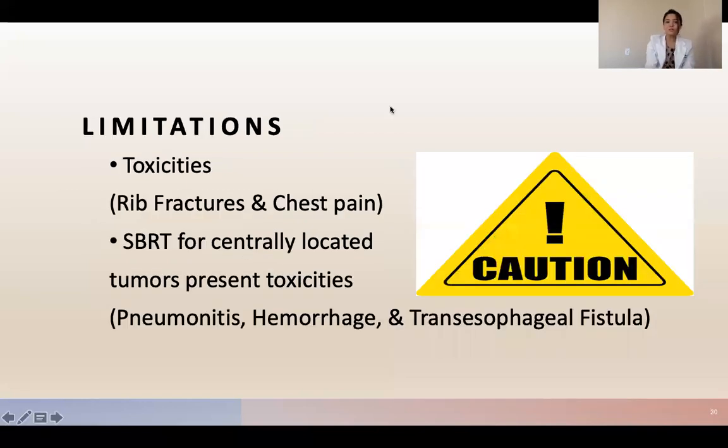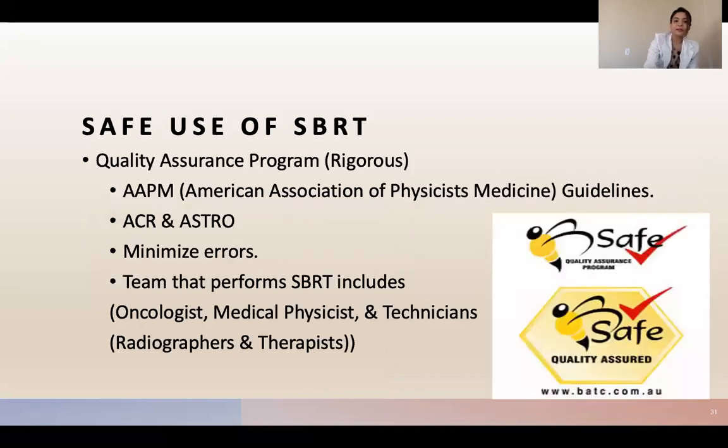Some of the limitations of SBRT are rib fractures and chest pain. Also, for centrally located tumors, it can present toxicities like pneumonitis, hemorrhage, and transesophageal fistula. So, these are some of the limitations of SBRT that could be minimized using a very rigorous quality assurance program. So for the quality assurance program, AAPM, ACR, and ASTRO guidelines have been implemented. AAPM is American Association of Physicists in Medicine, ACR, American College of Radiology, ASTRO, American Society for Radiation Oncology. All of these guidelines have been implemented to ensure that the errors are being minimized during the treatment.